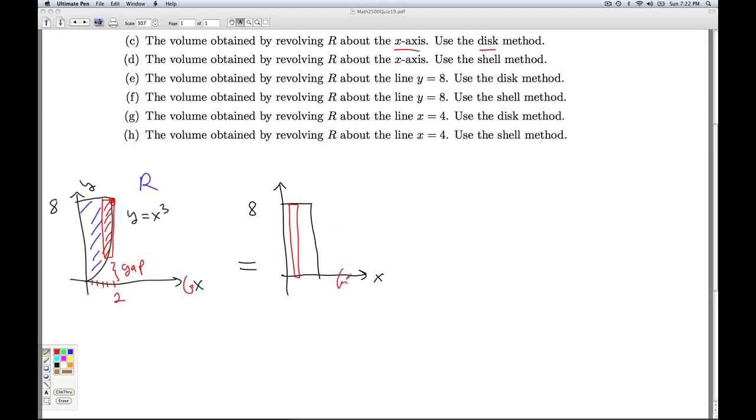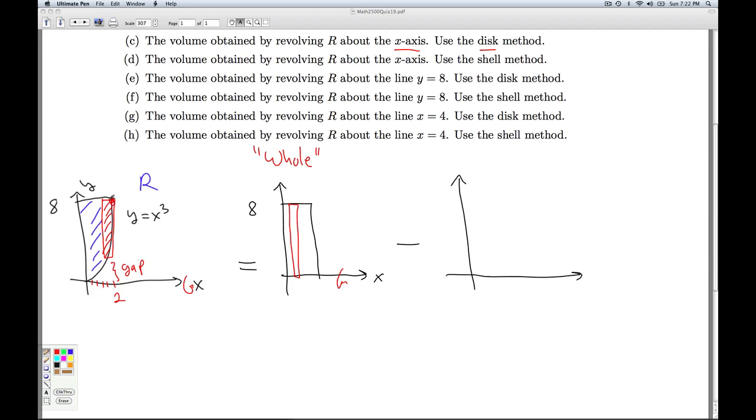Now, if you whip this around, it's a rectangle. You're going to get a cylinder out of that. You can find that answer geometrically. But remember, to get an honest-to-goodness disk, you have to have the base of the disk resting on the axis of revolution. So this would give us what we call the hole volume. And now we have to subtract off what the gap gives us.